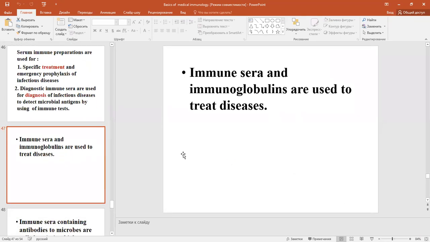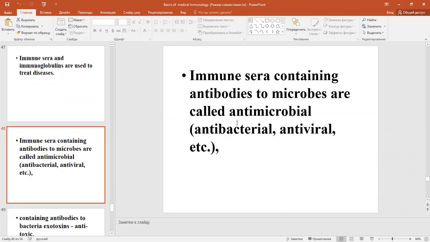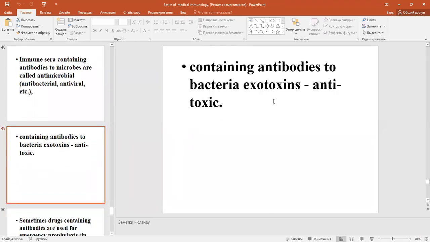Immune sera and immunoglobulins are used to treat diseases. Of course, it is better to use homologous sera for treatment. Unfortunately, we have not enough donors. Donors are people who give blood for medical purposes, but they should agree to be vaccinated. Sometimes they do not agree, so unfortunately, horse serum is used. Not good.